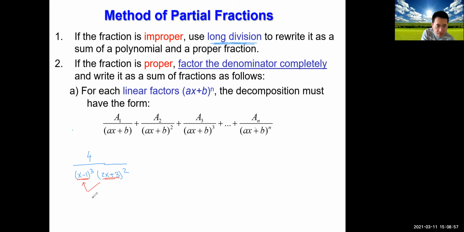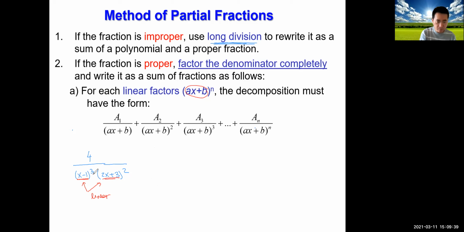Both of these are linear factors because they are of the form ax plus b. There are no powers there. However, the factor x minus 1 is repeated 3 times: x minus 1 times x minus 1 times x minus 1. The other is repeated twice: 2x plus 3 times 2x plus 3. Now, for each of these factors, the decomposition will have as many denominators as the power.